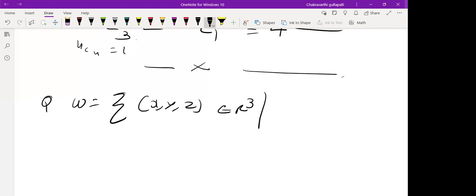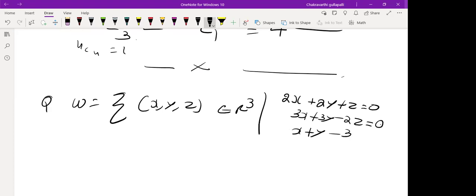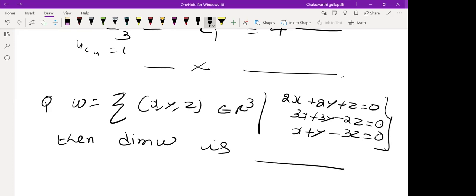R3 such that 2x plus 2y plus z equal to 0, then 3x plus 3y minus 2z equal to 0, x plus y minus 3z equal to 0. Then dimension of W is, ఇంతకు ముందరలాగే మనం ఉపయోగించుకుంటే ఏం రావాలి మన ఆన్సరు?